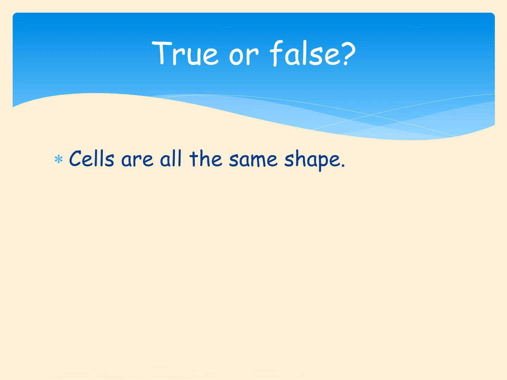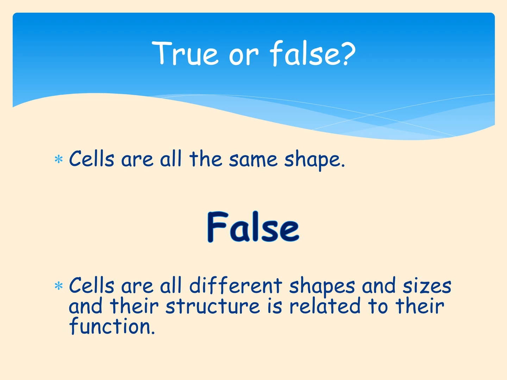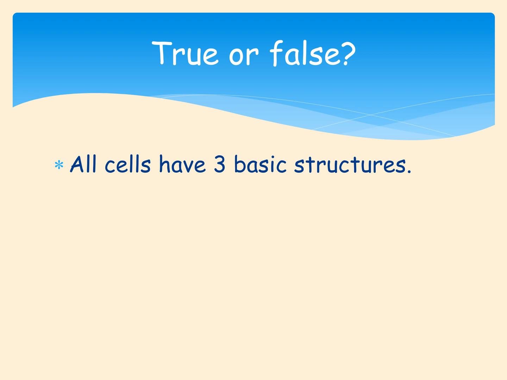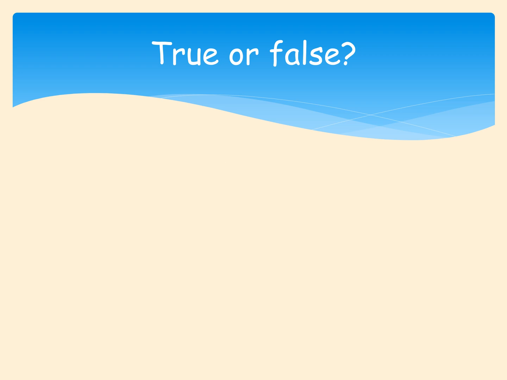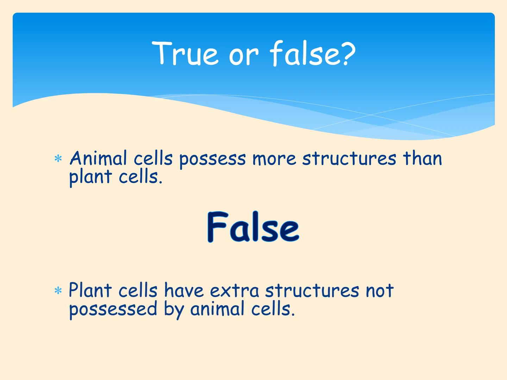Cells are all the same shape, so that would be false. Lots of different cells are different shapes because they need to perform specific functions, like your red blood cell is definitely a different shape to your sperm cell. All cells have 3 basic structures. That is true. Animal cells possess more structures than plant cells. That one is false. Plant cells actually contain more structures than animal.